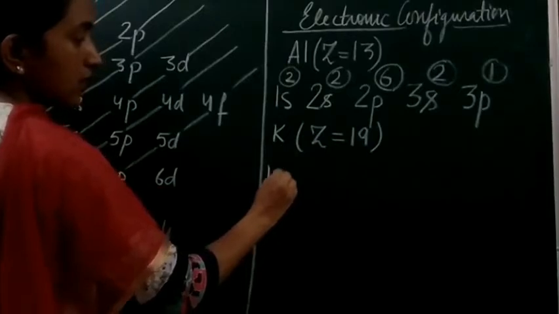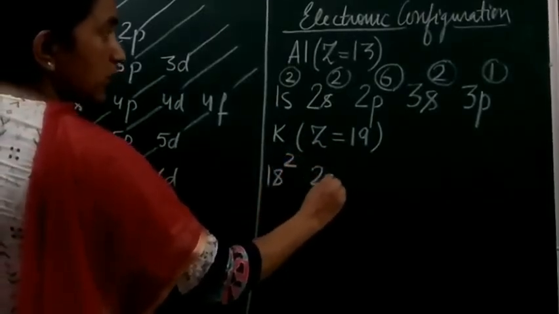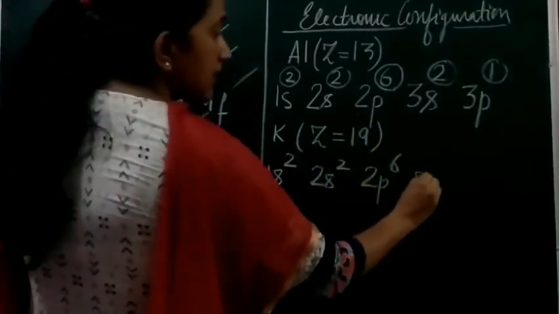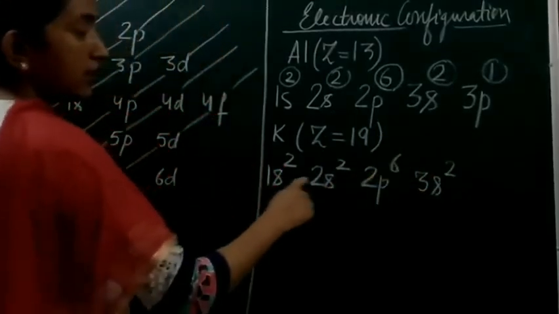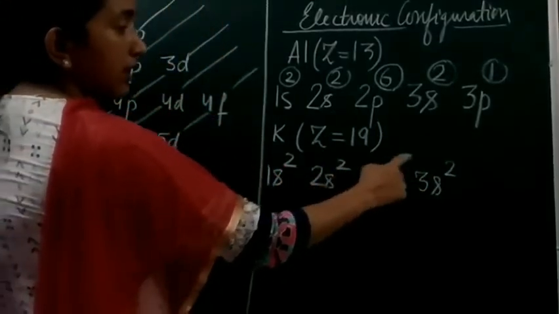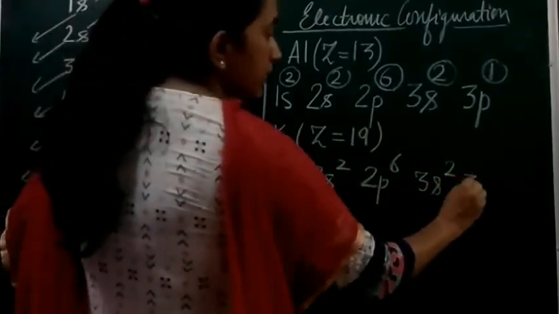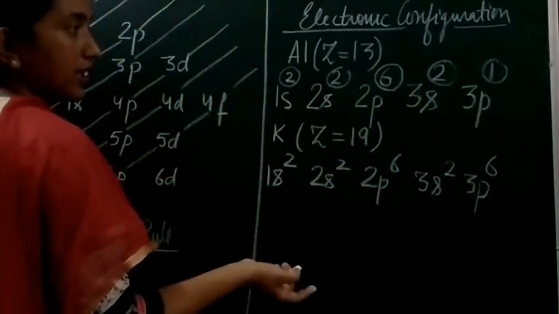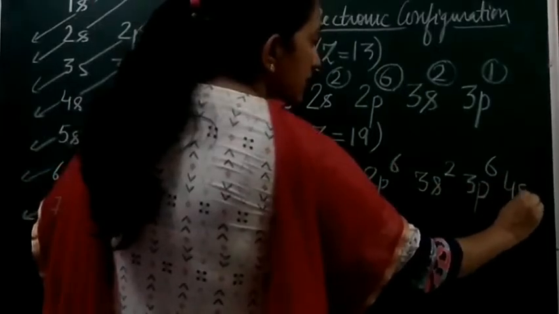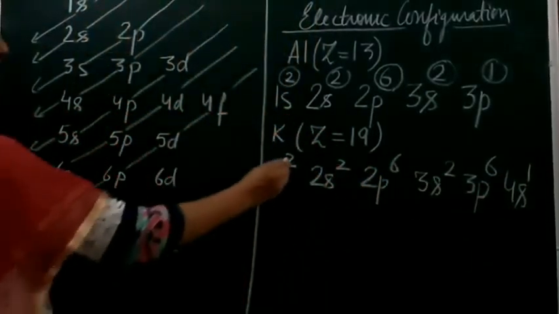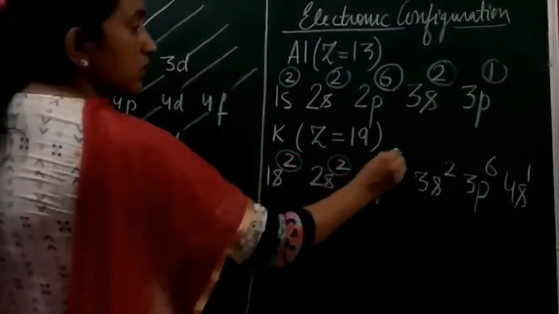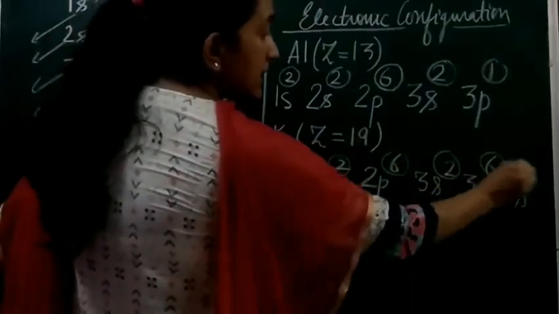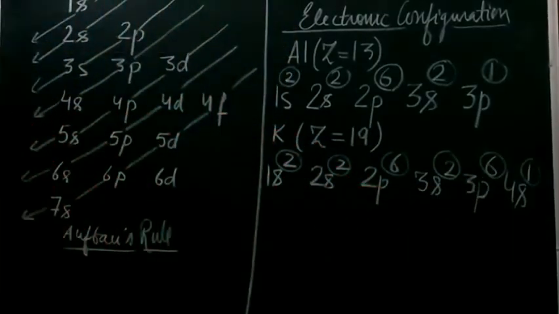So let's begin. It is 1s2, 2s2, 2p6, 3s2. Now here we will make a halt. So we have completed here with 2, 4, 10, 11, 12. Right. So when we come to 3p, we can get 6. So how many electrons are left? 1 only. So we will jump to 4s and it is 1 electron. So it is 1s2, 2s2, 2p6, 10, 3s2, 12, 3p6, 18, and one more, 4s1, that is 19.